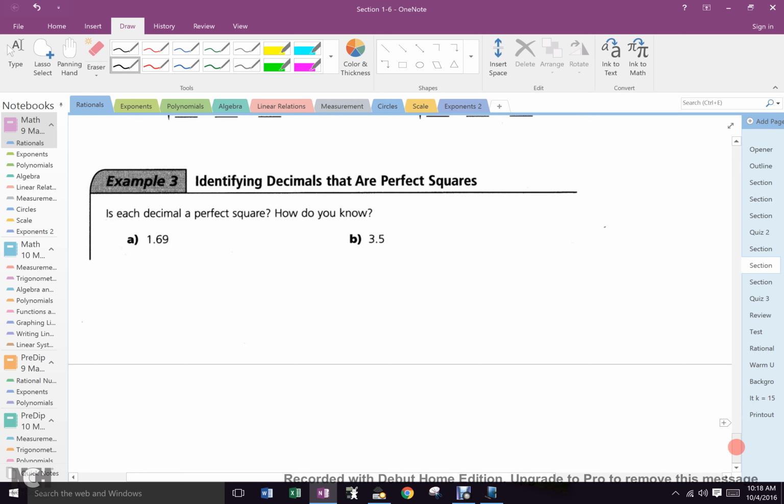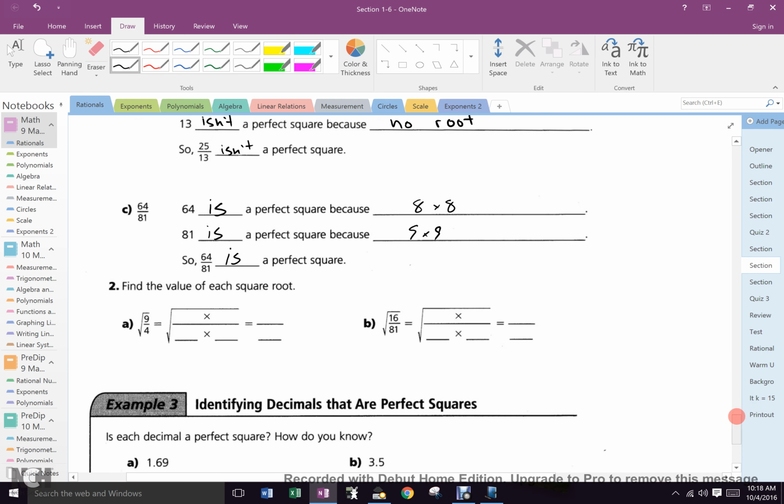Now work the other way. 9 over 4 is 3 times 3 and 2 times 2. So what's the square root? 3 over 2. What about 16 and 81? Does 16 have a square root? Yes. What is it? 4. 4 and 4. Does 81? 9 and 9. So it's 4 over 9.